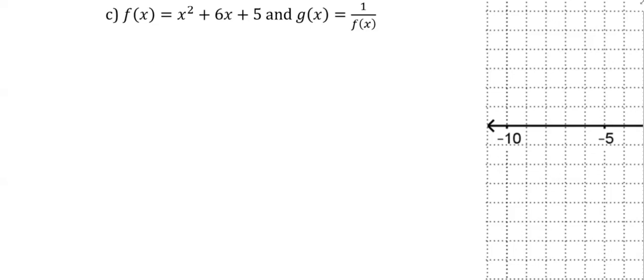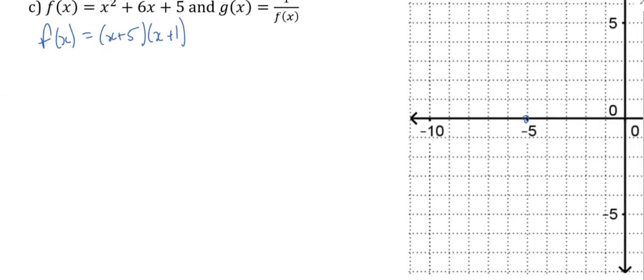To graph f, we have to graph f first. What do we have to do before we can graph it? Factor it is a good idea. There is something else we might want to do to it. So I know I'll have x-intercepts at -5 and, whoops, I'm going to do this one in red again. -5 and -1. What else maybe would you want to do?